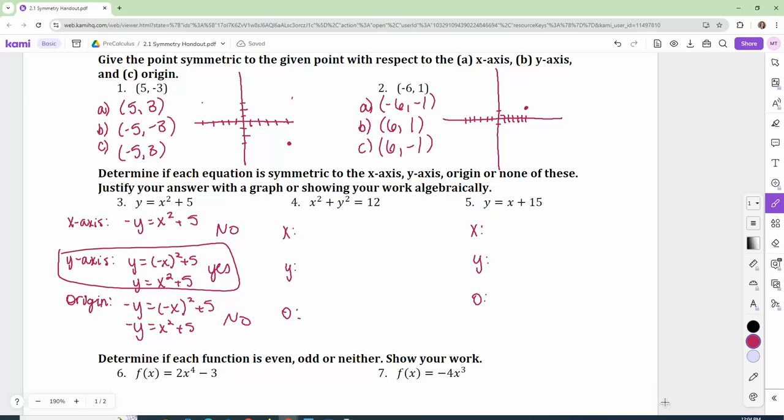Number 4, what do you think that one's going to come out to be? Yes, yes, yes. To check your x, you make your y's negative, but a negative squared is positive. To check your y, you make your x negative, but a negative squared is positive. Origin is both, and they both become positive, so that one's all yeses. What do you think about 5?